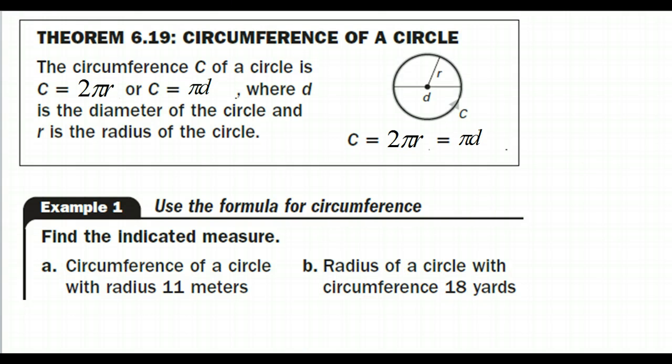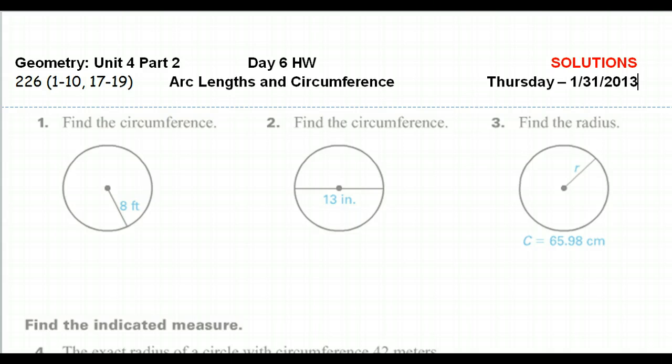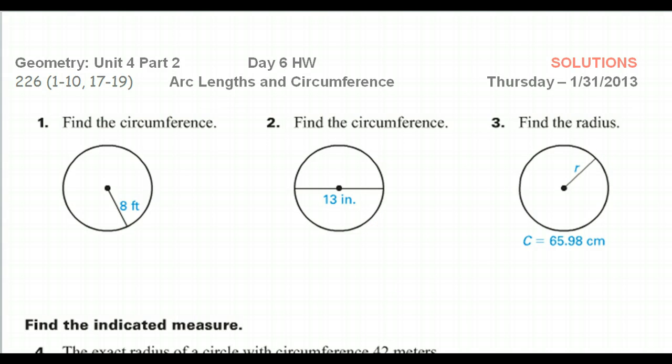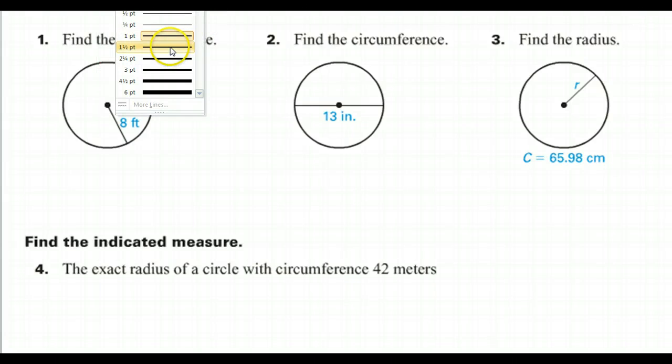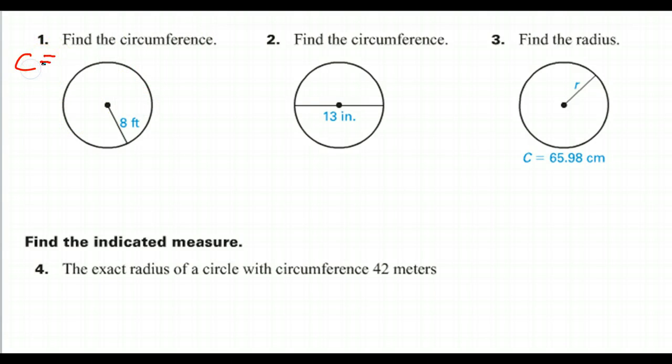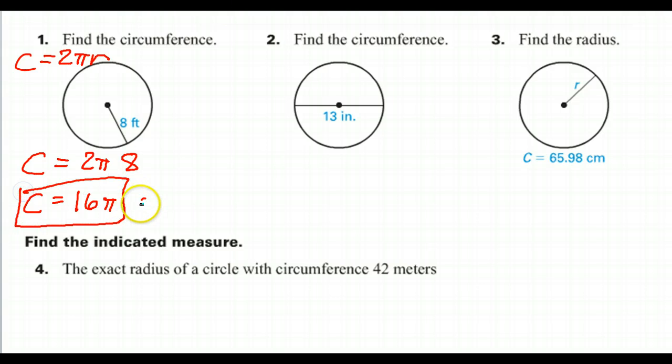Okay, let's look at these problems. Look at problem number 1, my friends. Find the circumference. Well, I just told you that the formula for circumference is, and we're given the radius, so 2 pi r. So in this case, the circumference is going to be 2 pi times 8. So that circumference is going to be 16 pi. So that would be our exact answer, 16 pi.